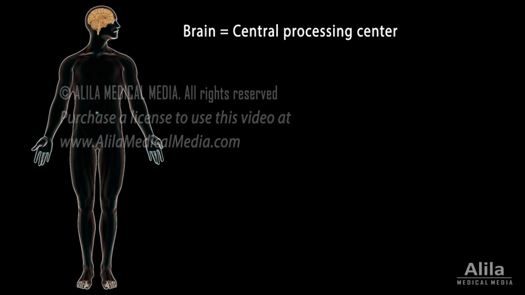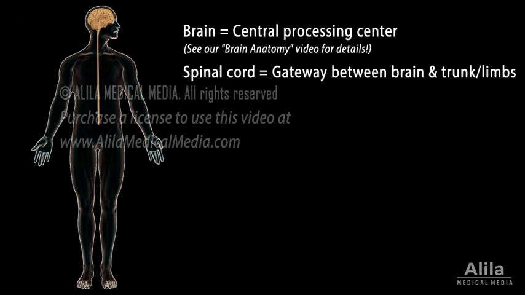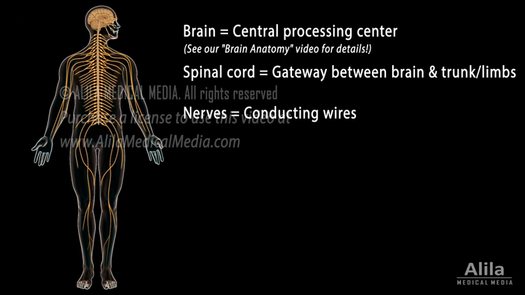The brain, enclosed and protected in the cranium, is the central processing center. It receives information, makes decisions, and coordinates the body's response. The spinal cord, enclosed in the spinal column, functions as a communication gateway between the brain and the trunk and limbs. Nerves are cord-like structures that conduct information, similar to electricity conducting wires.